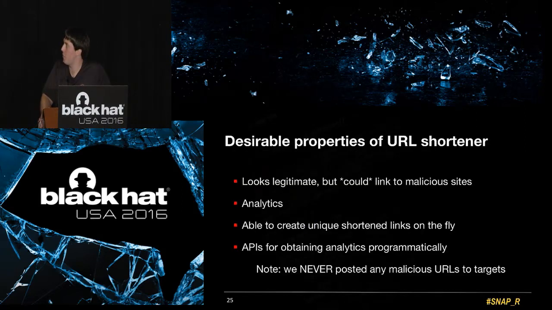So these are all desirable properties of a URL shortener, right? For example, another thing is goo.gl looks legitimate, right? People see a goo.gl link on their timeline, they're not going to think, oh, hey, that looks a little fishy, right? It's from Google, it's probably safe. But we just demonstrated that goo.gl can link to malicious sites. So that's definitely something that we want in our tool. It also gives us really cool analytics, and it has a lot of APIs that we can use to both obtain these analytics programmatically and create shortened, unique payloads on the fly. So this is why we ended up choosing goo.gl.